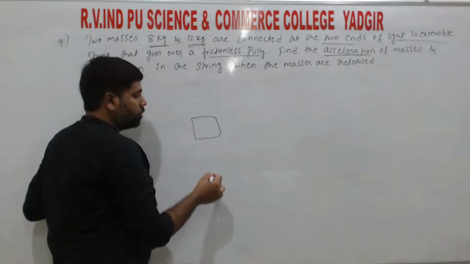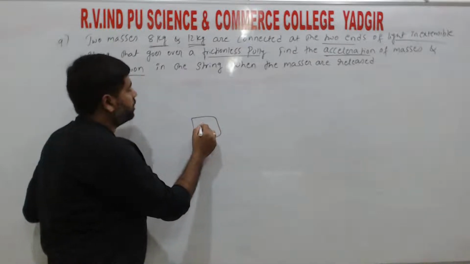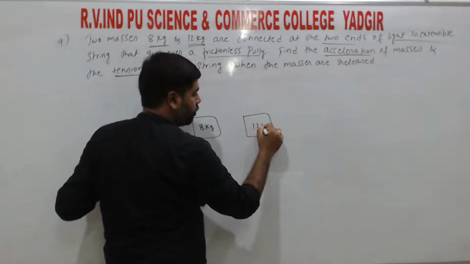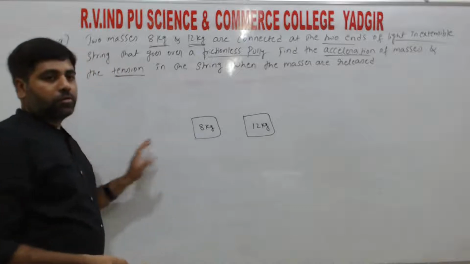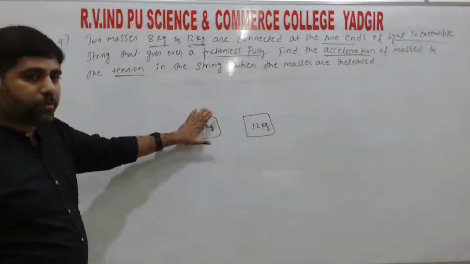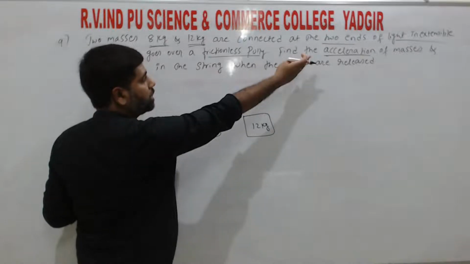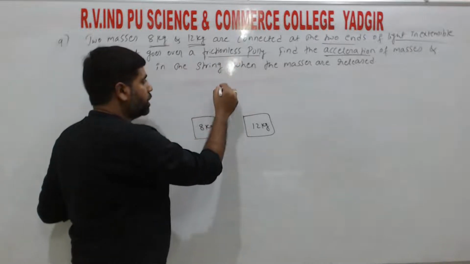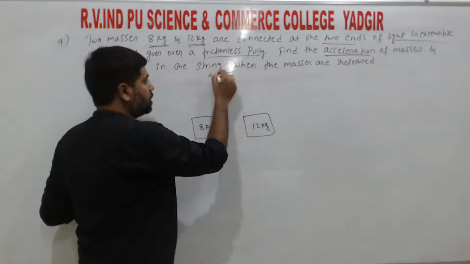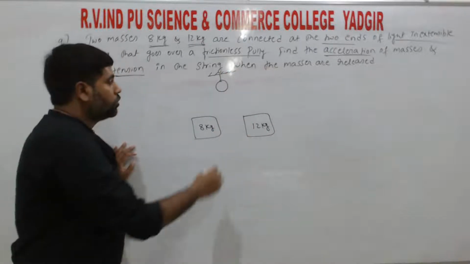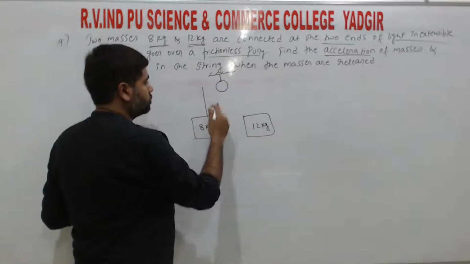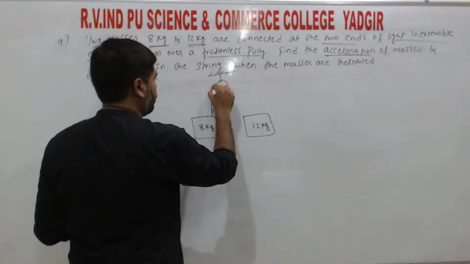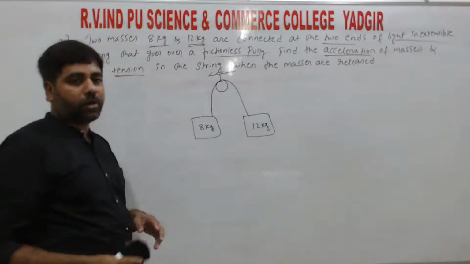So the initial condition: two objects or two masses. If you take, one is 8 kg and another one is 12 kg, right? So there are two masses. They have placed these two masses connected to the two ends of the inextensible string and placed over the frictionless pulley. So here we considered this as one frictionless pulley. So over this pulley, they have connected them in this way.